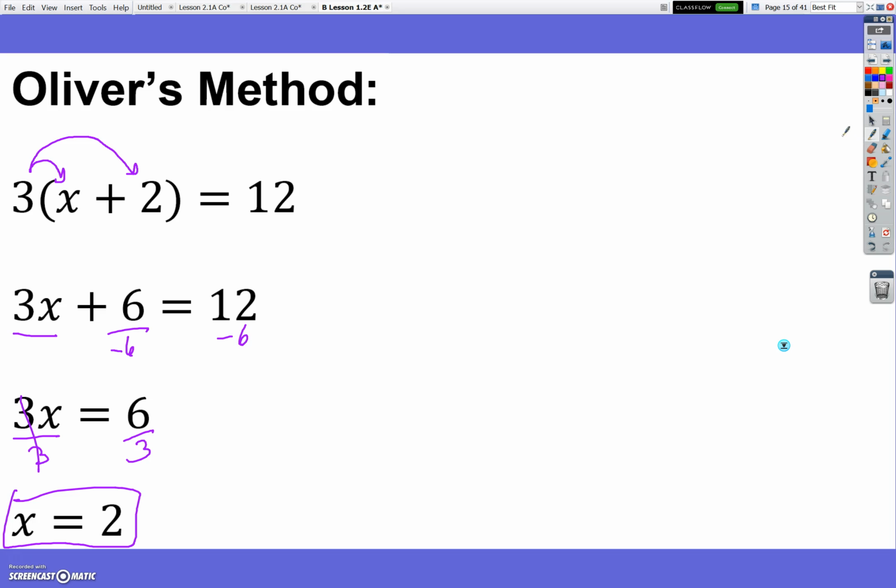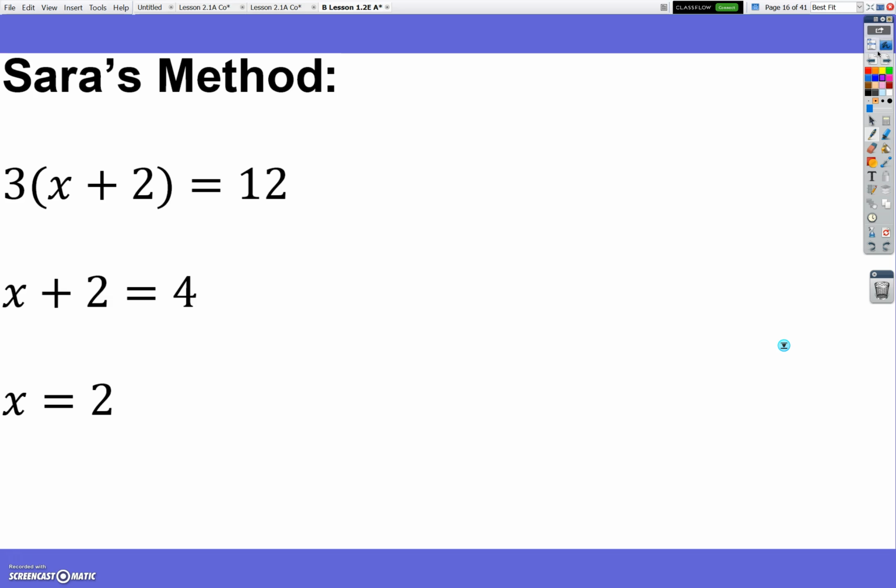He distributed first. Now let's go ahead and see what Sarah did first. Sarah did not distribute both sides first. What Sarah did is she divided both sides by 3 first. This left me with x plus 2 equals 4. And then she subtracted 2 on both sides to get x is equal to 2. And that was her final answer.